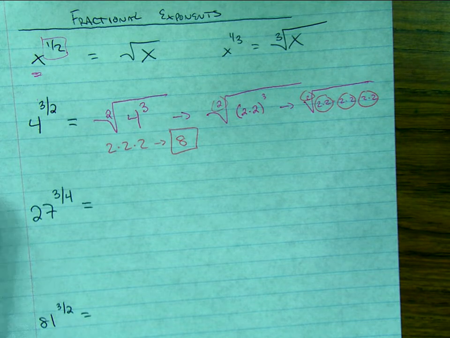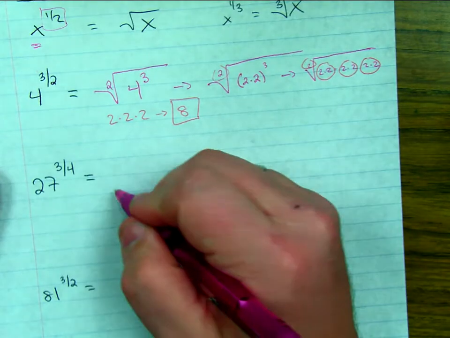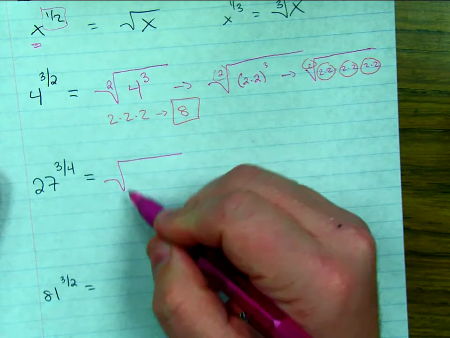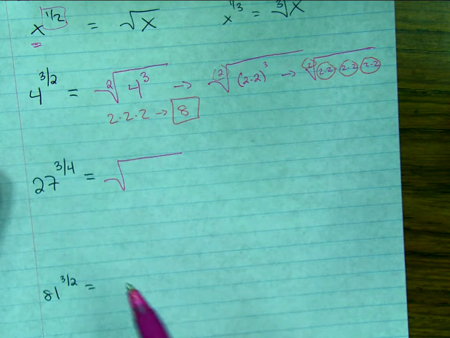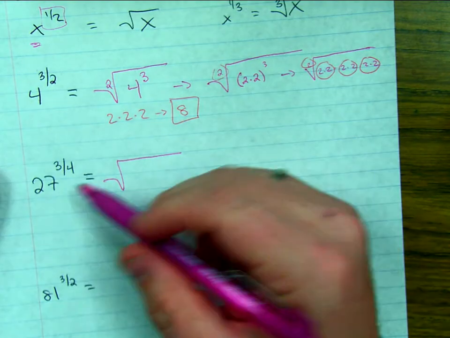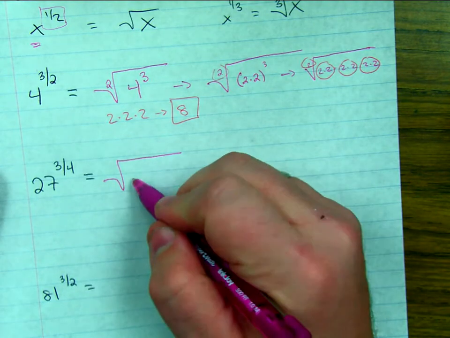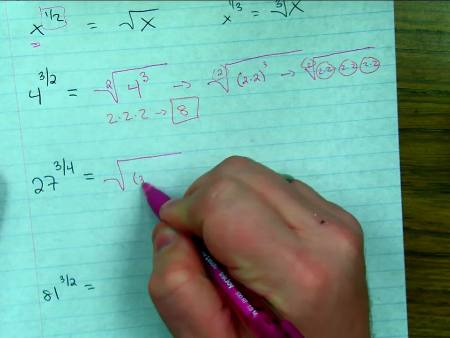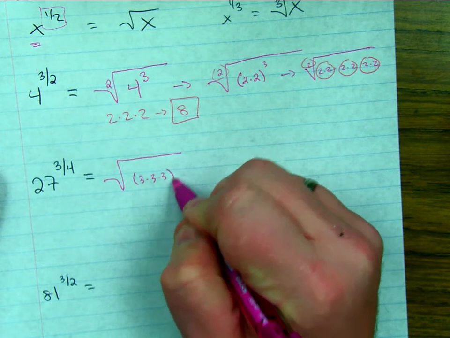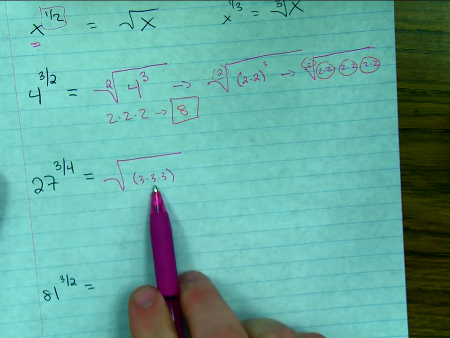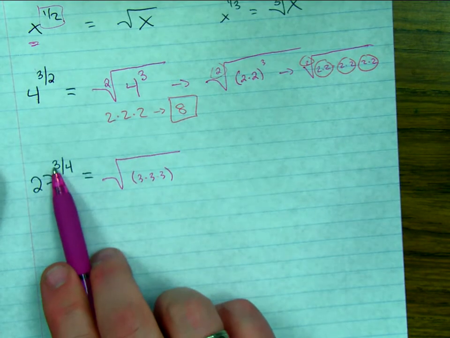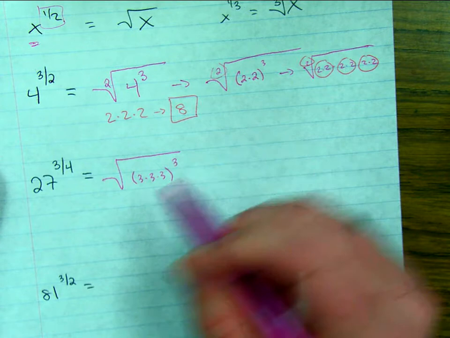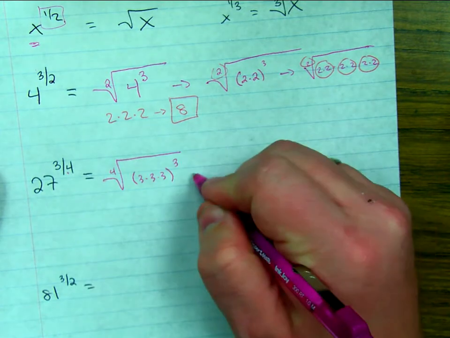Alright, let's try this next one. 27 to the 3/4. That means, and I encourage you to do this next step, if this is a number that breaks down, you can go ahead and break it down right away. 27 is what times what times what? 3 times 3 times 3. That's the 27. Where does the 3 go? Inside or outside? This 3 goes inside. The 4 goes outside.